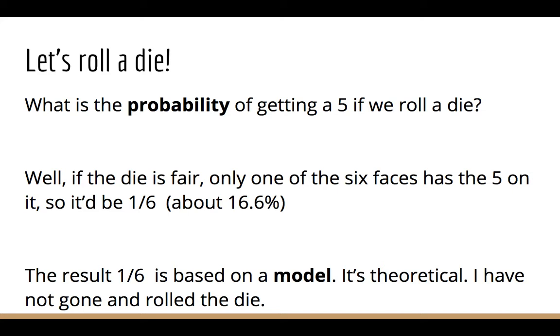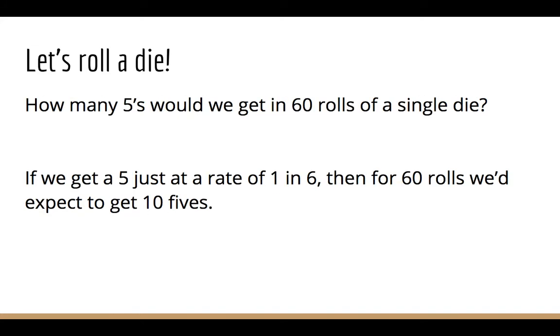But sometimes we can use probability to predict things, and things get a little bit messy there. For instance, this question: how many 5s would you get in 60 rolls of a single die? If we get a 5 just at the rate of 1 in 6 times, because it is on one of the 6 faces, then for 60 rolls we'd expect to get it 60 times the probability of getting it. 60 times 1/6 is just 10. So we would expect to get 10 5s if we actually perform this experiment.